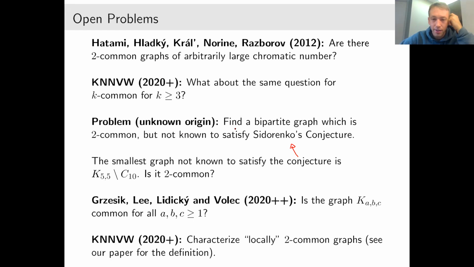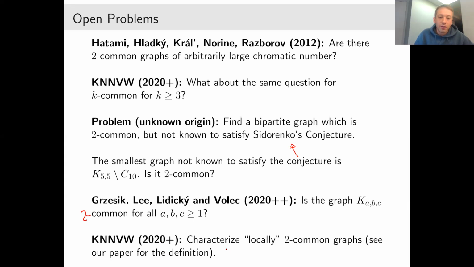This connects to Alexi's question. Can you find a graph which is bipartite, and for which you can prove that it's 2-common, but we don't know if it satisfies Sidorenko's conjecture? That's quite an interesting question. The smallest graph which we don't know satisfies Sidorenko's conjecture, for example, is K_{5,5} minus a 10-cycle. Is that graph 2-common? And can you prove that independently of Sidorenko's conjecture? This is a question that I'm stealing from Junkyung's talk. Are these complete tripartite graphs all, sorry, I wrote common here, what I mean is 2-common?